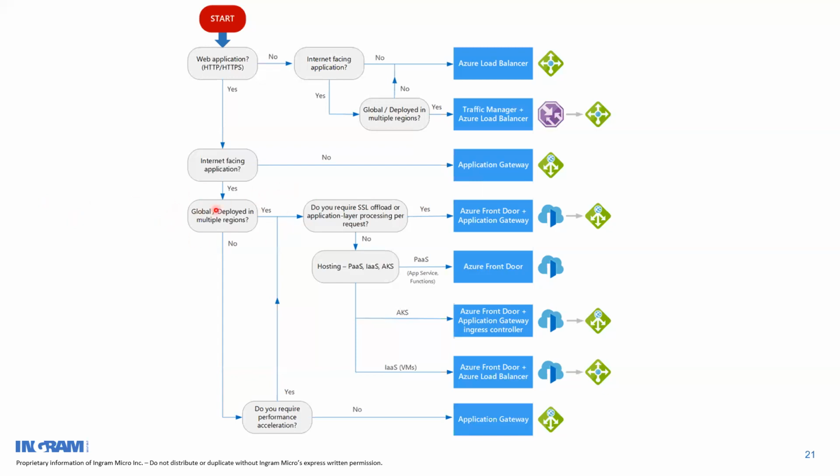But if it is globally deployed, where you have people from, let's say, the US accessing it, so you have an instance of that application running in the US, and an instance of it running in Australia, then you see whether you require SSL offloading. If no, then is it hosted on any platform as a service or infrastructure as a service? Then you can either combine Front Door or just use Front Door with Application Gateway. So this flowchart helps you understand which component is suitable for your scenario, especially when you're accessing applications which are regionally located or which are located in multiple regions.